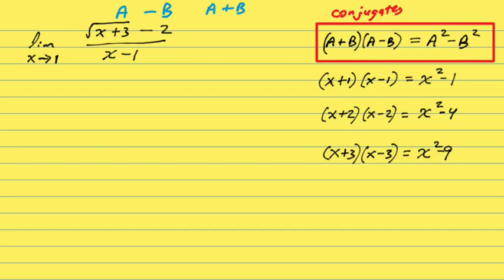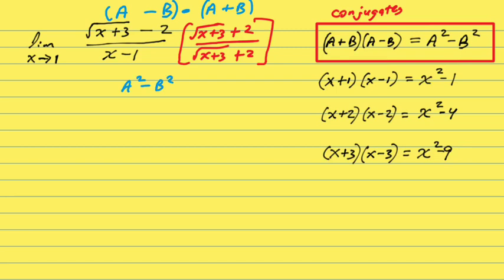And what is the conjugate? It would be the radical x plus 3, but now plus 2, right? Because it has a plus. So I have to multiply by a fancy form of 1 so that I don't change the value. But my question is, again, what is a minus b times a plus b? What happens when you multiply these? You get a squared minus b squared, just like it says here.